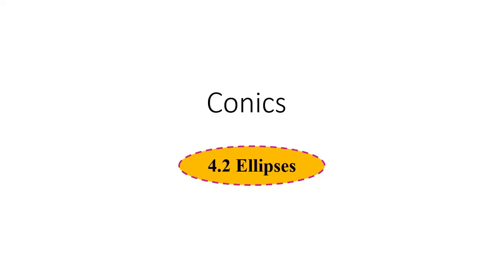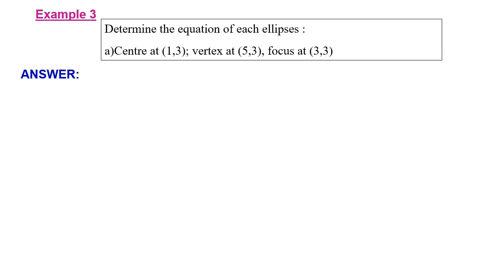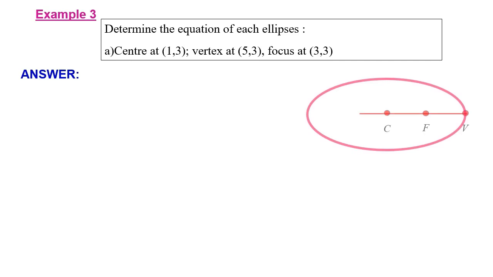In the third part of this video on ellipse, we will discuss example 3. In this example 3, there are 4 questions: A, B, C and D. For A, determine the equation given center at (1, 3), vertex at (5, 3) and focus at (3, 3). Using the information given, we sketch the ellipse.